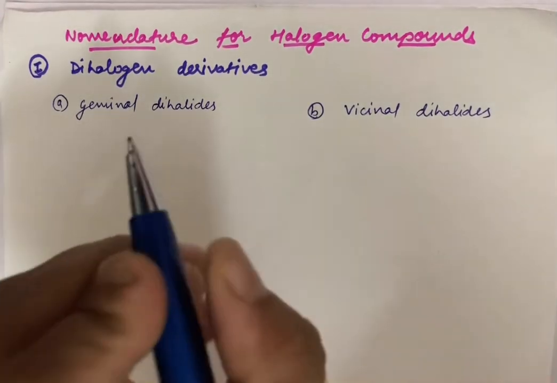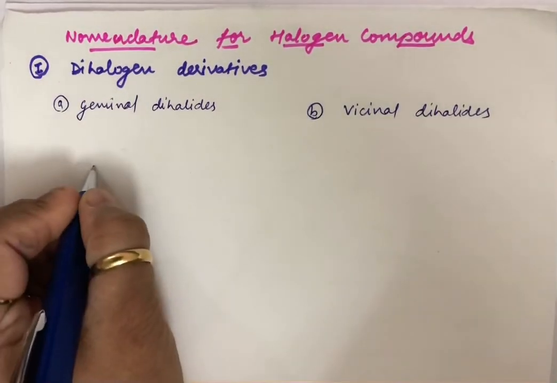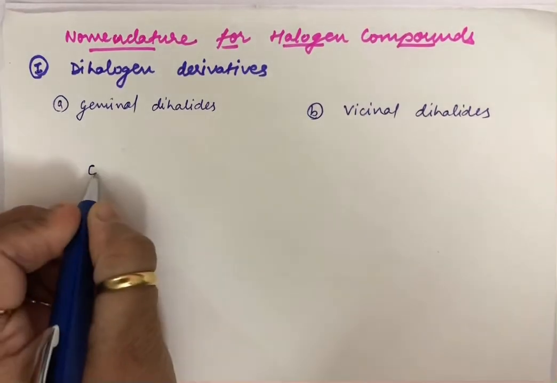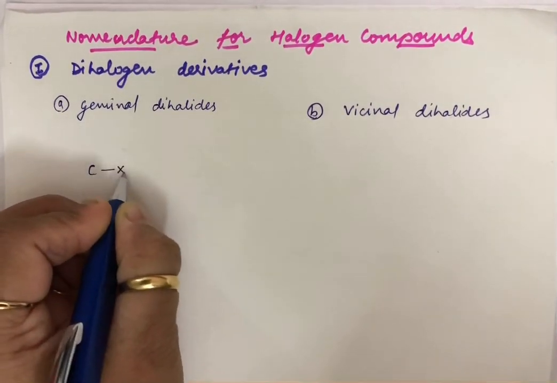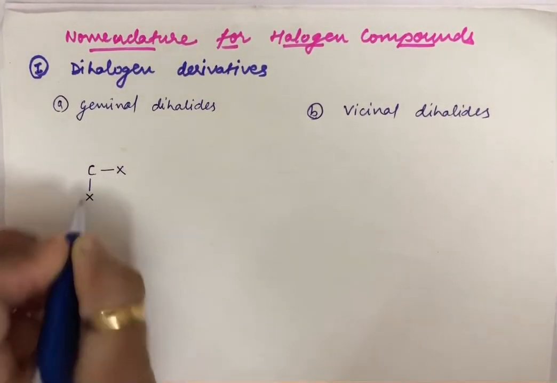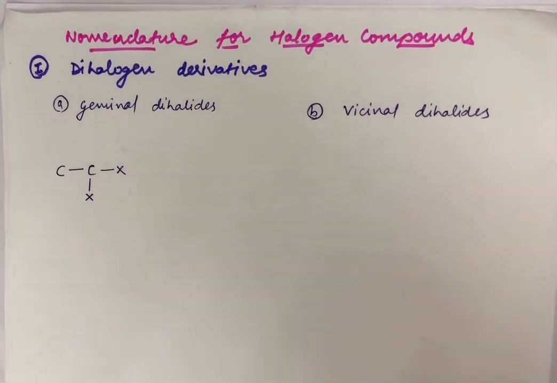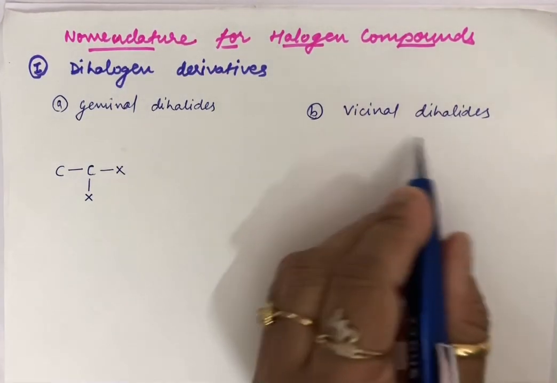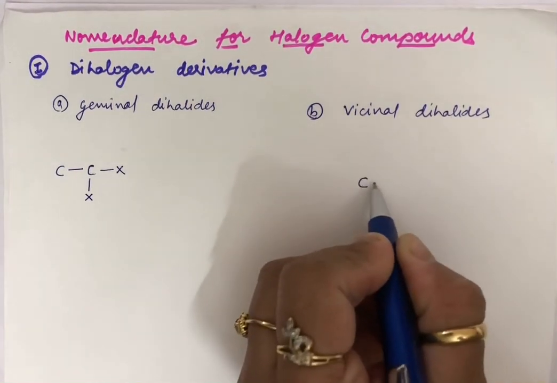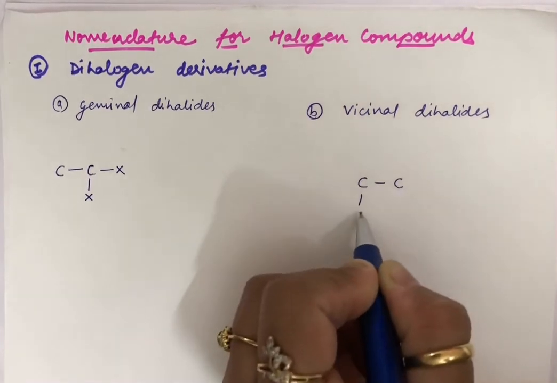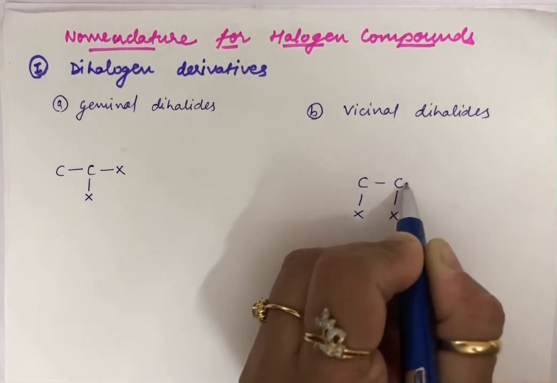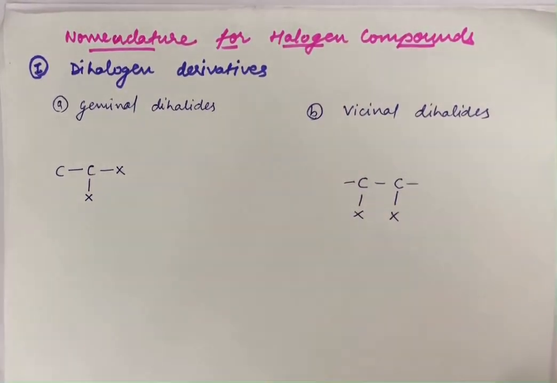So students, it is said that when the same carbon is attached with two similar halogens, then you call this a geminal dihalide. And what is a vicinal dihalide? When you have the same halogens but they are attached to adjacent carbons like this, you call them vicinal dihalides.